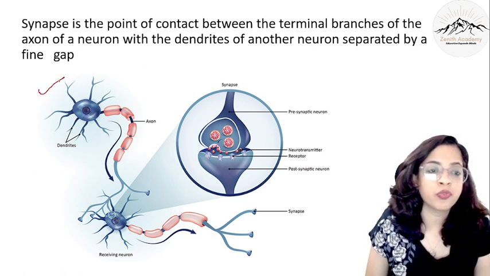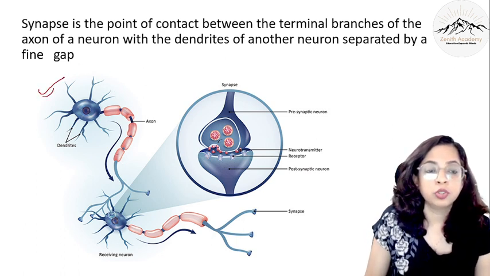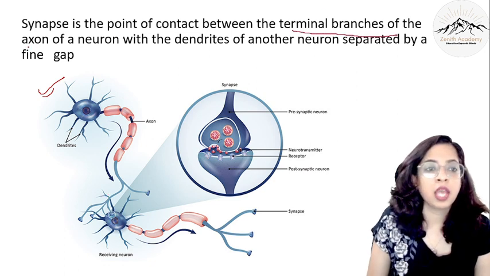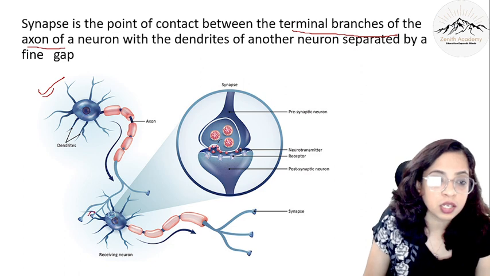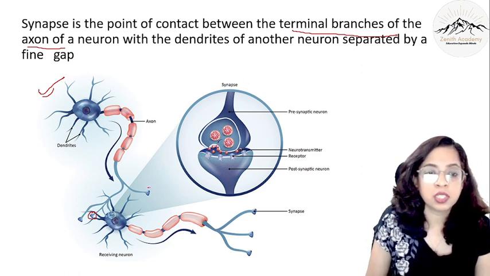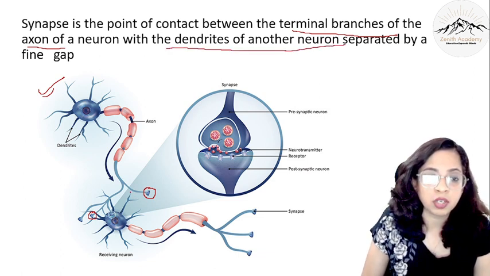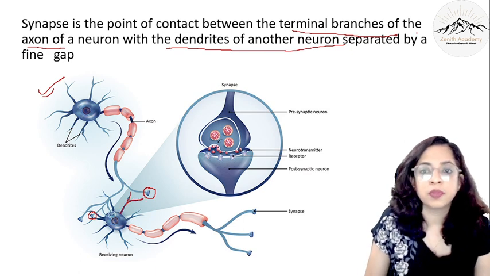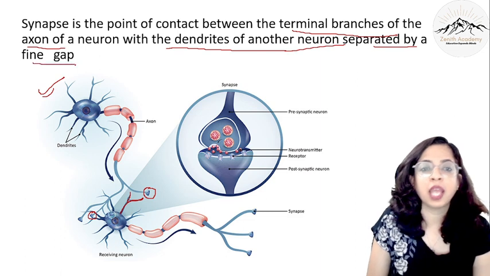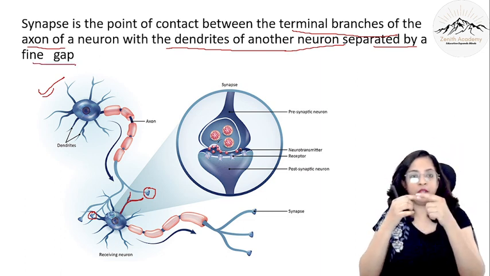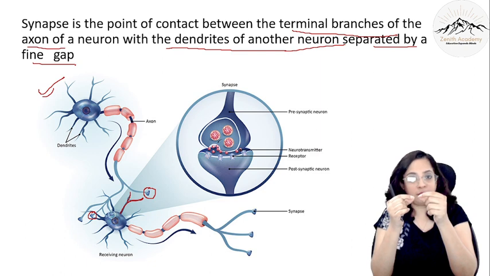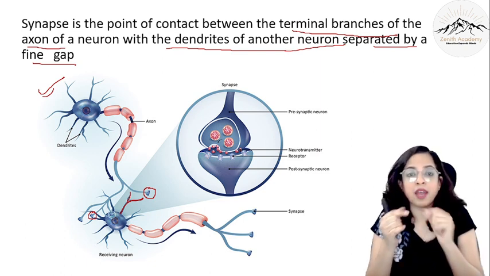Now do you see this first neuron here? This is the end of the neuron, the terminal branch of an axon of a neuron. Can you see this end? When it comes in contact with the dendrites of another neuron, can you see the dendrite of another neuron is approaching it? Here you can see. And they are separated by a fine gap. They do not touch actually. They are very close. They are separated by a fine gap.